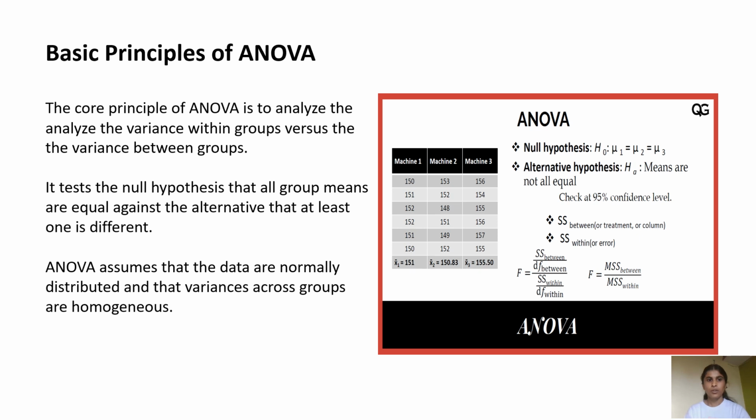Basic principles of ANOVA. The core principle of ANOVA is to analyze the variance within the groups versus the variance between the groups. It tests the null hypothesis that all the group means are equal against the alternative that at least one is different. ANOVA assumes that the data are normally distributed and the variance across the groups is homogeneous.